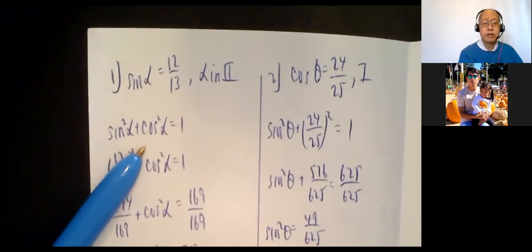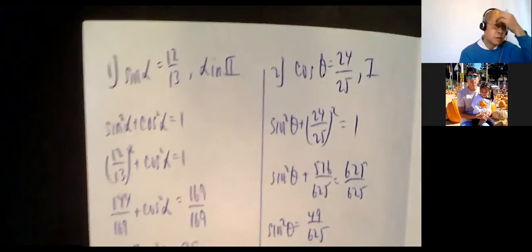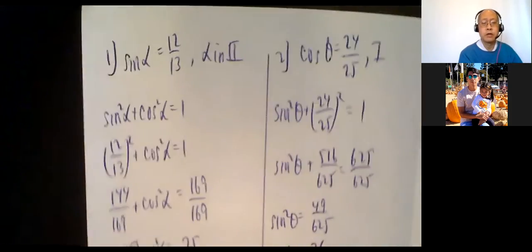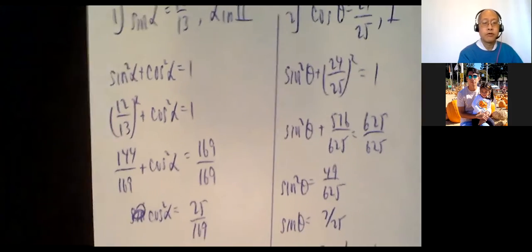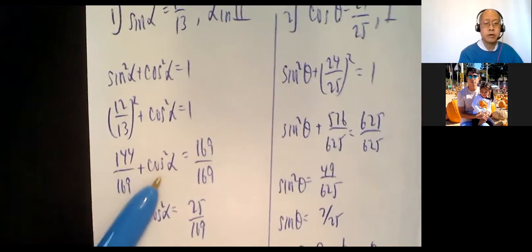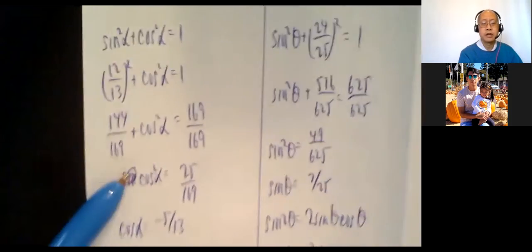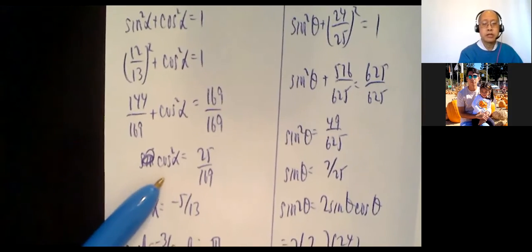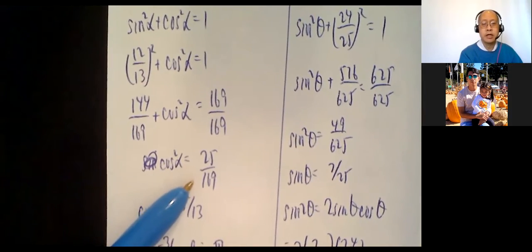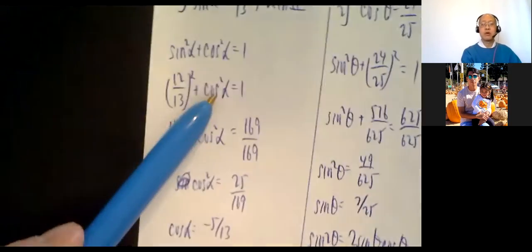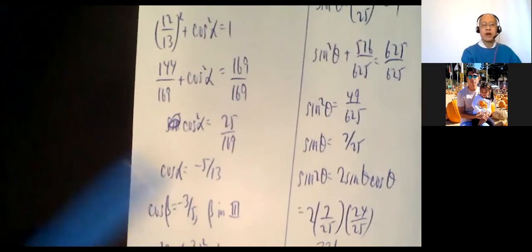Sine squared alpha plus cosine squared alpha equals 1. 12/13 squared plus cosine squared alpha equals 1. 144/169 plus cosine squared alpha equals 1. Writing 1 as 169/169 and subtracting, cosine squared alpha is 25/169. Square root property. Cosine of alpha is negative because we're in quadrant 2. Negative 5/13.